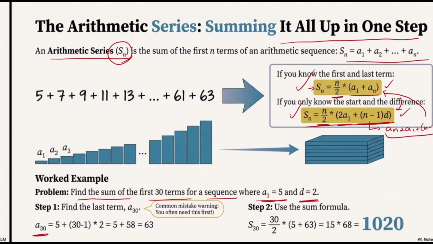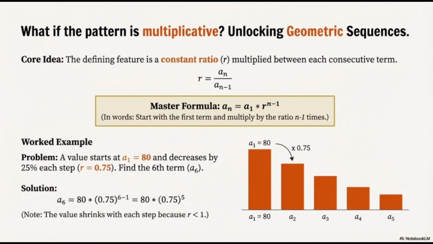So the final number, or the 30th number, is going to be 63. a1 plus n subtracted by 1 times d itself, so you do have 63. So S of 30 will be 30 divided by 2, times the first number plus last number, and your final value is going to be 1020. Simple as that. So what if the pattern is multiplicative?